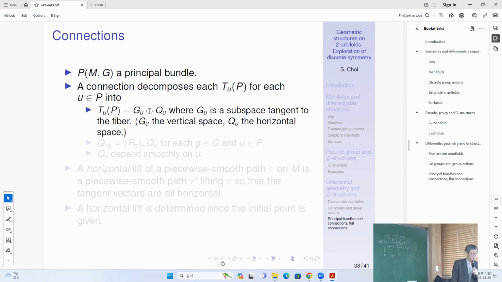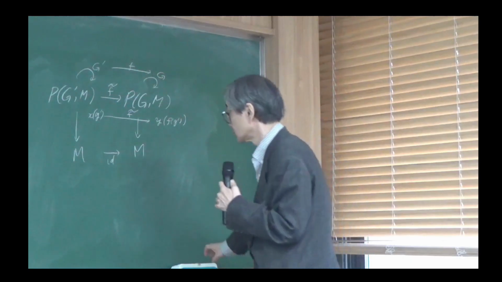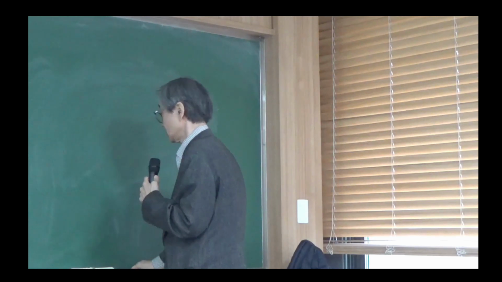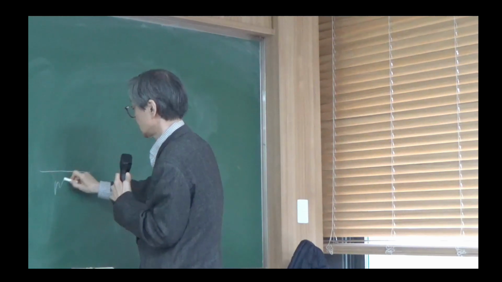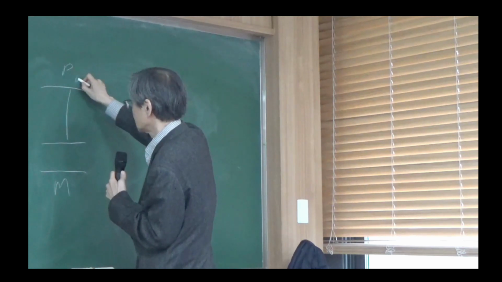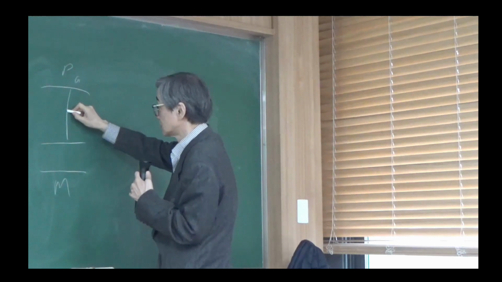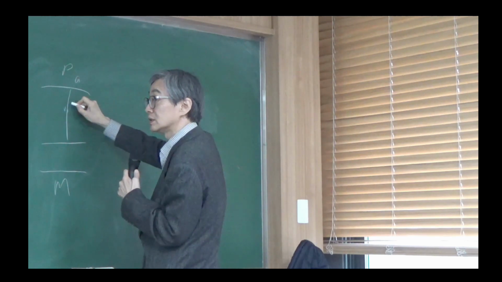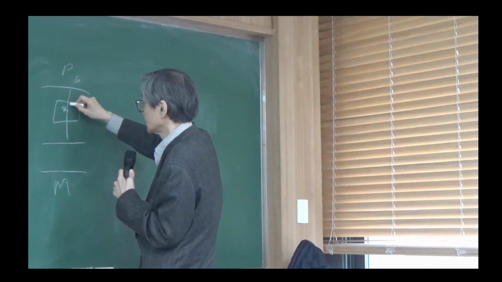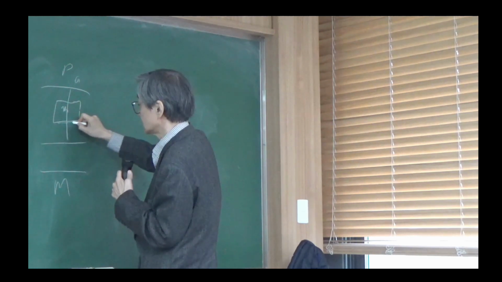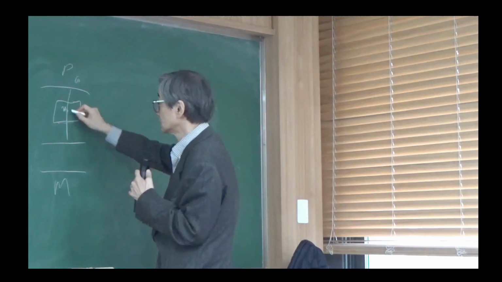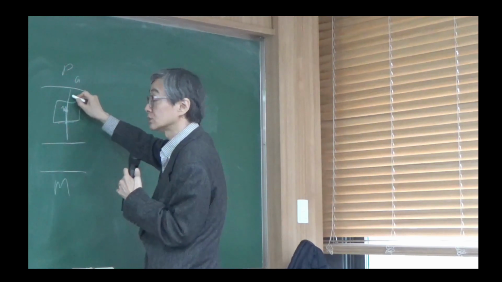Let me draw some pictures that might be better. M is some line, think of P as something here, and G is acting on the right here. You take a point U and look at the tangent space. The tangent space will have directions along G and also along M. These are both directions. The G direction is pretty clear. You can think of it as GU here at U.